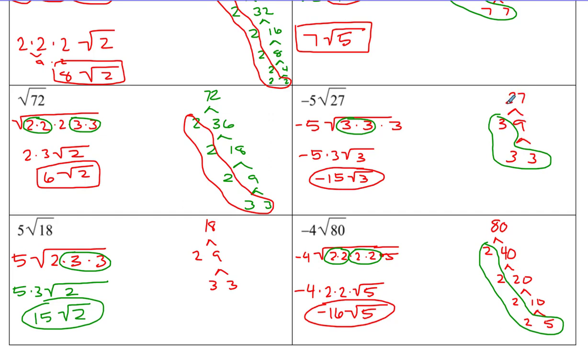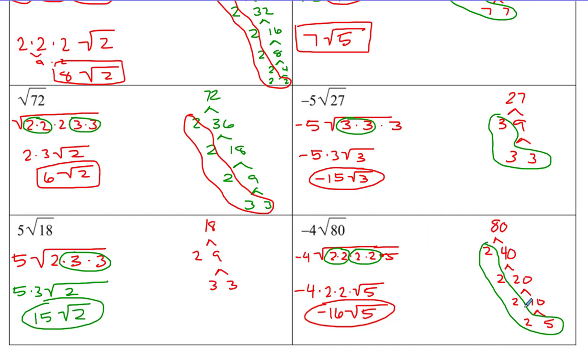Here we got 27. That breaks down into 3 times 3 times 3. So we got one group of 3. That comes out as a 3 times that negative 5, giving us negative 15 times what we have left under the radical. And our last one, we got 80.